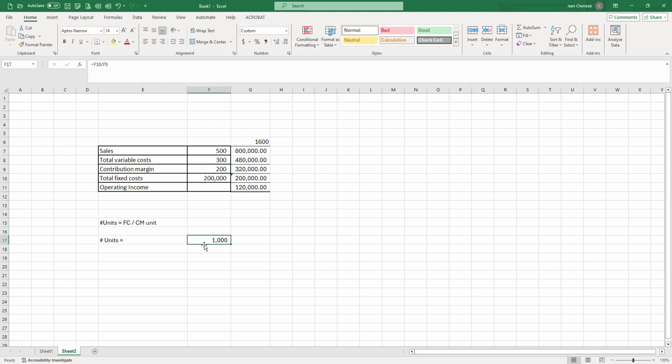So as long as I sell 1,000 units, that will be enough to cover my fixed cost. So let's see if that actually is correct. Let's sell these 1,000 units and see what's going to happen.